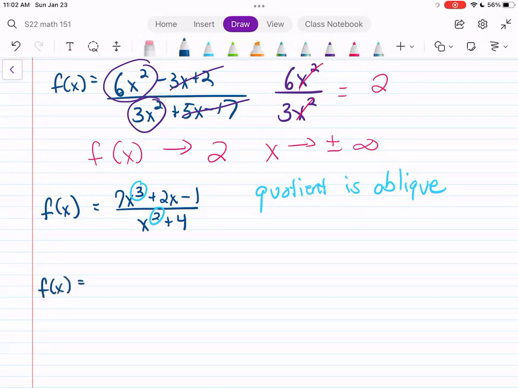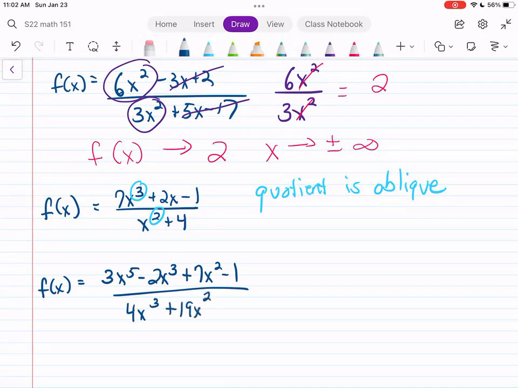What if the numerator has a degree that exceeds the degree of the denominator by more than 1? So for example, what if we had something like this? Here, that function is going to increase without bound and has no asymptote. So if the degree difference here is greater than 1, it's going to have no asymptote.